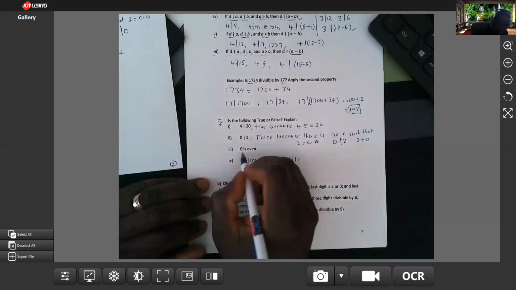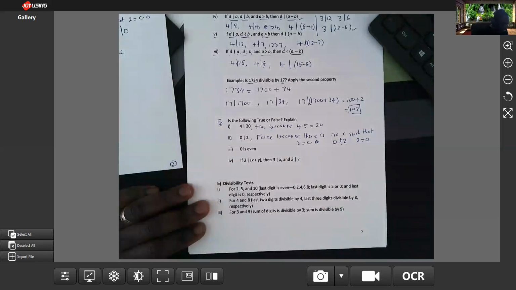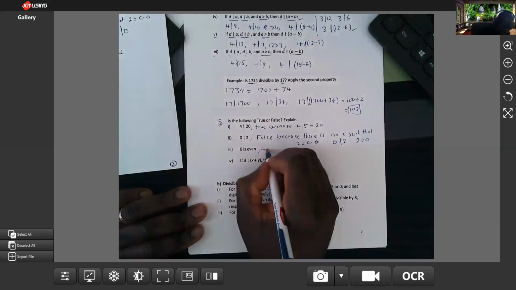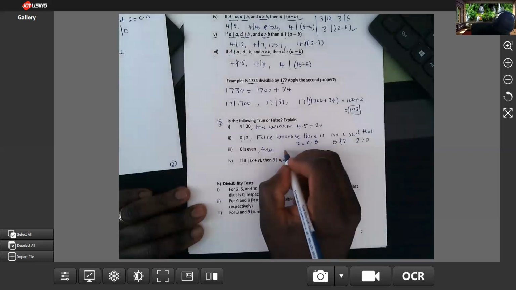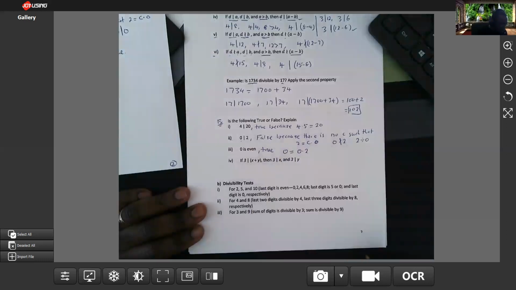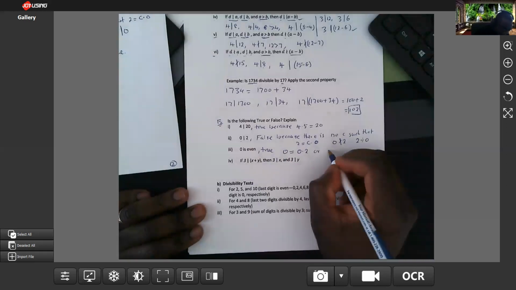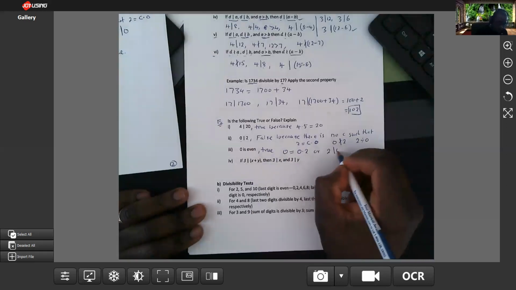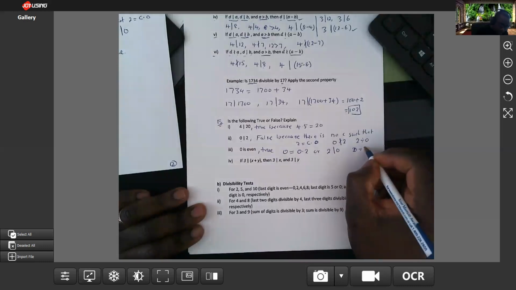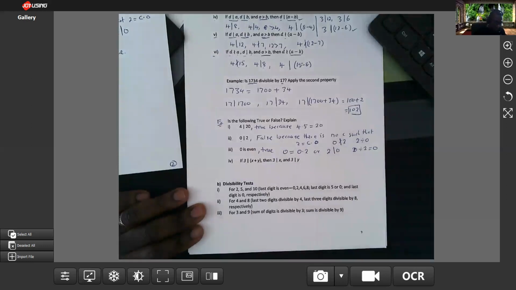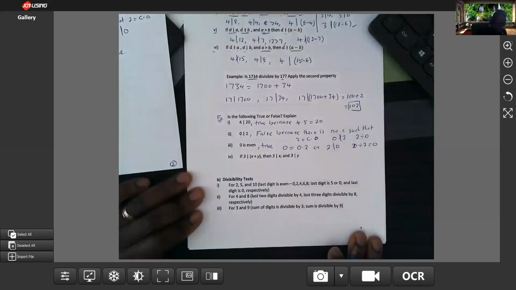Now, is 0 an even number? If 0 is an even number, then it means that 2 divides it without a remainder. So this is true. 0 is an even number. Why? Because 0 is equal to 0 times 2. In other words, we are saying that 2 divides 0, which we can write as 0 divided by 2, which is 0.